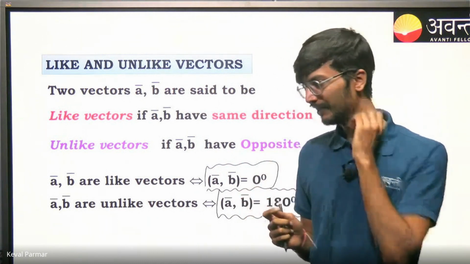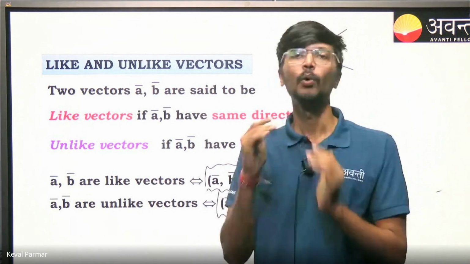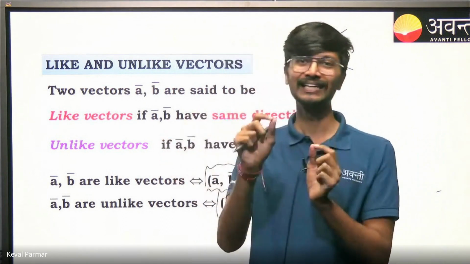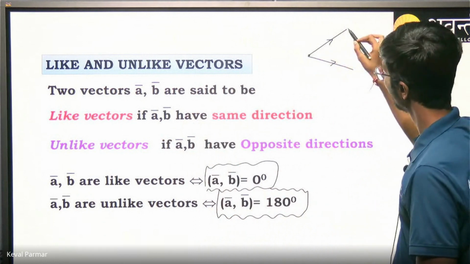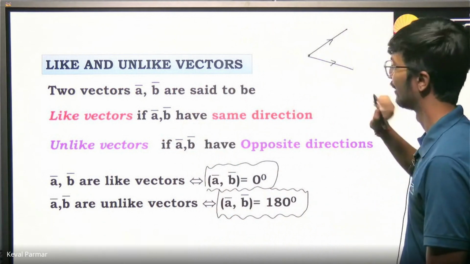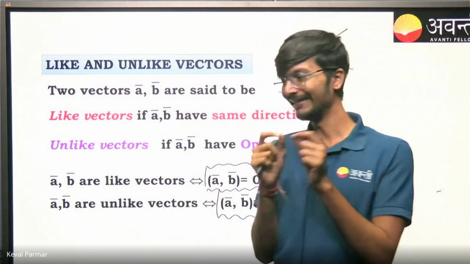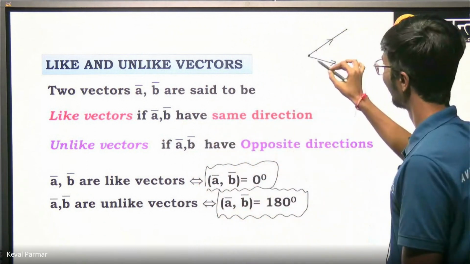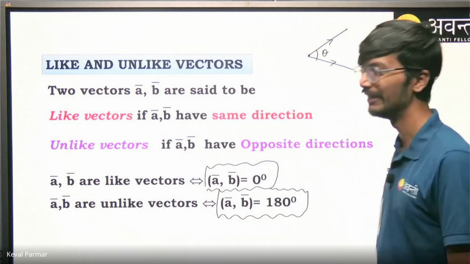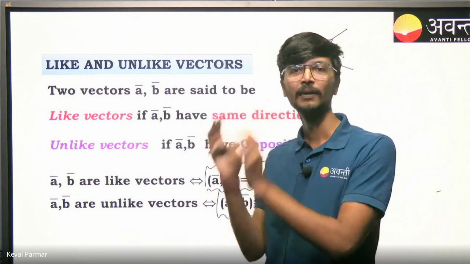What is meant by co-initial? Same initial point. What is meant by co-terminal? Same terminal point. So as you can see here, this is the initial point, this is the final point, this is initial, this is final. So these have the co-initial point. And if they are co-initial points, then this angle theta is called angle between A bar and B bar.